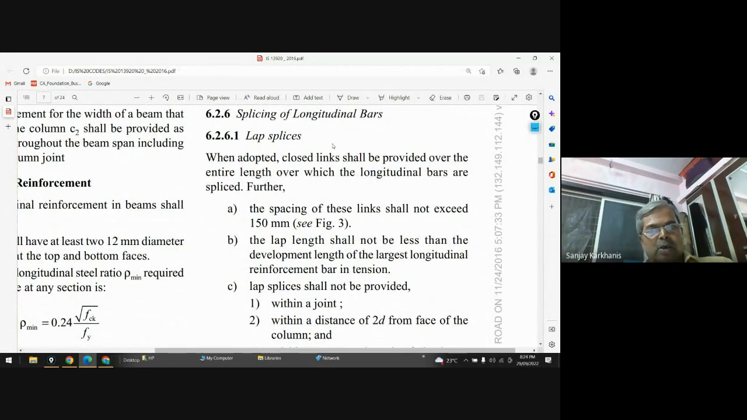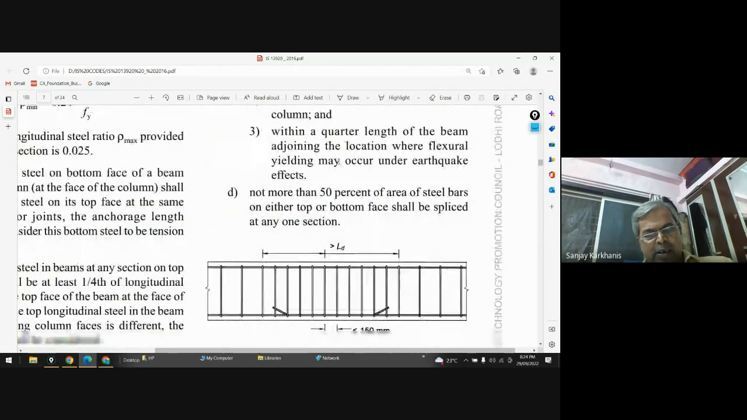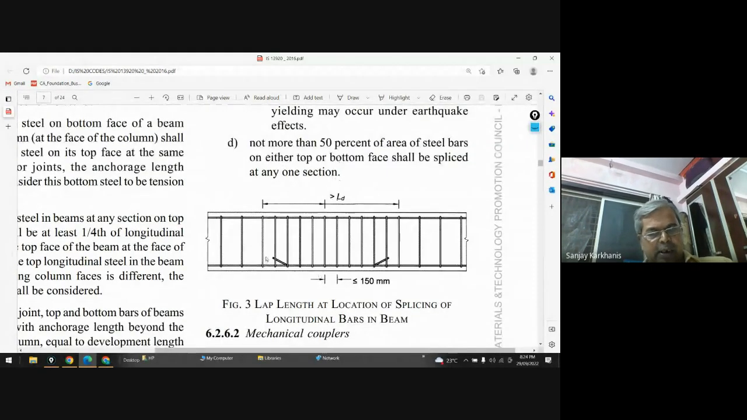Then this is about splicing of longitudinal bars. You can read that, and again this is exactly what is happening. From this bar on this side as well as on this side, you must have greater than LD. Because of the splicing, see what is happening at splicing: the stress from this bar is relieved, the concrete catches the stress, and then that concrete transfers the stress to this bar.